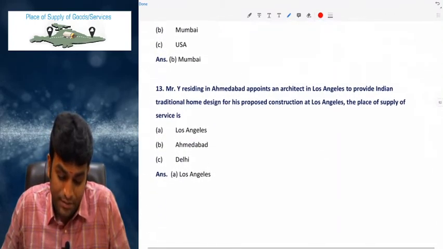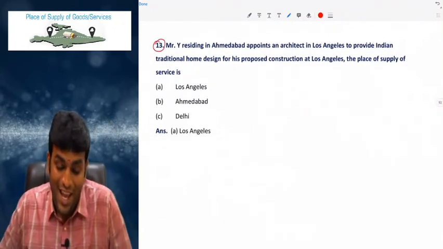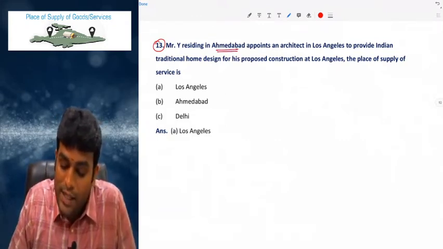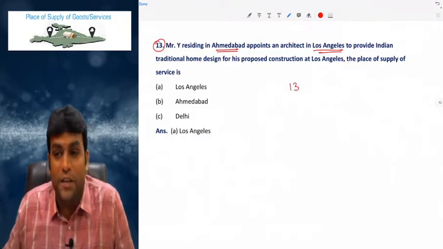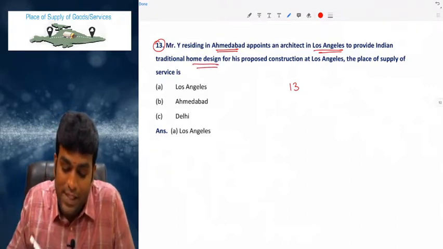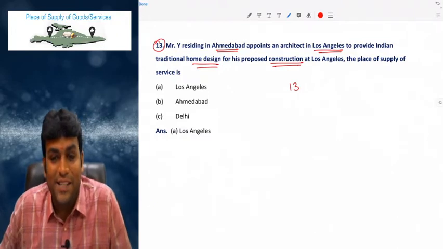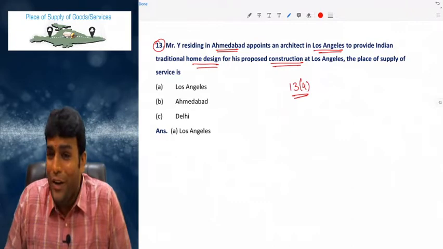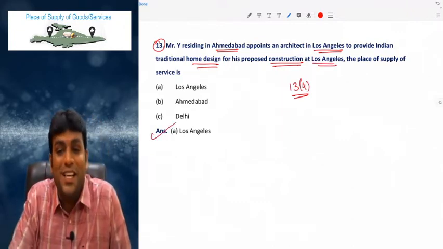9th, 10th require some more knowledge. We'll do that later. We can actually look at the 13th question, guys. See that? Why, residing in Ahmedabad, appoints an architect in Los Angeles. That means one of them is outside India. Section 13 will come, not 12. To provide Indian traditional home design for his proposed construction. That means what? Services in relation to immovable property. 13/4. Already I taught you. Proposed construction at Los Angeles. So POS is Los Angeles.